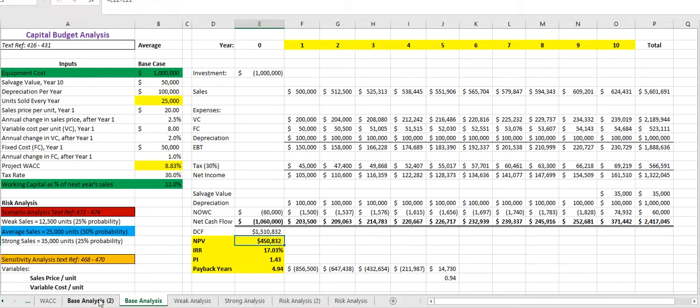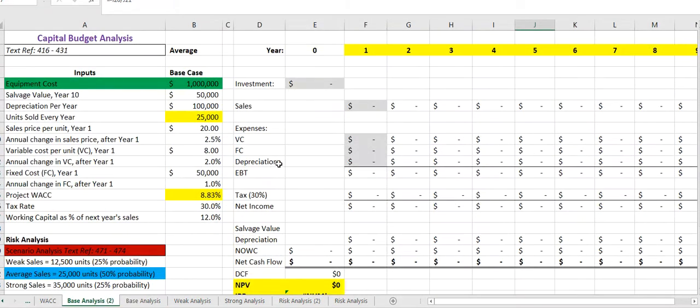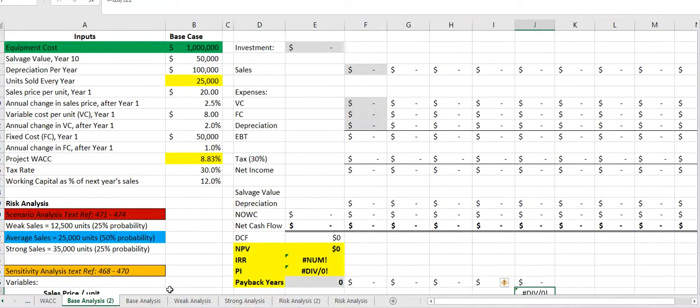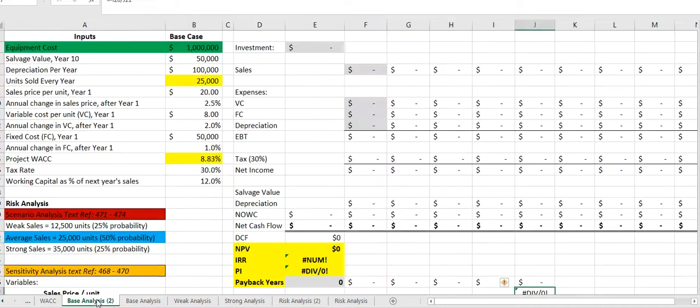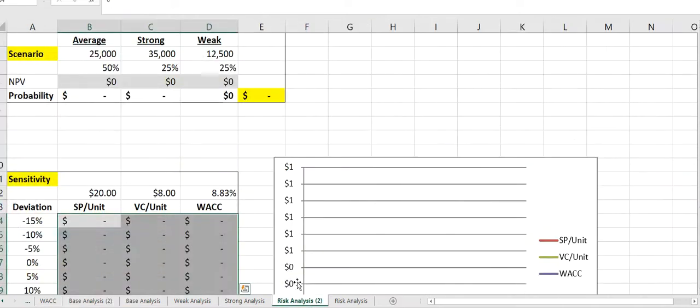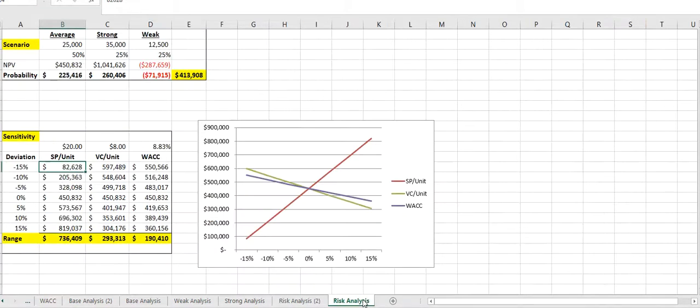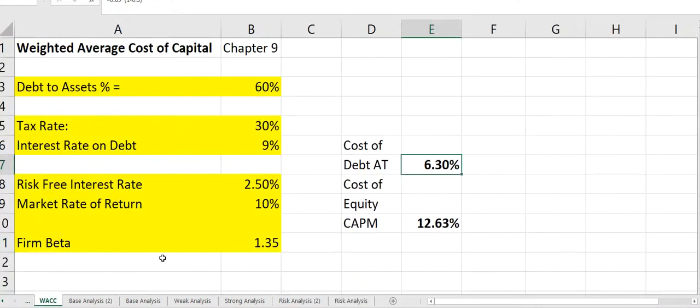I've also given you blank folders where you could put in the information and do it yourself, and you can use the tabs I have given you as check figures. Same thing with the risk analysis. You can fill in these sheets, do the work, and compare it to the answers I have. So this week number 6 template is a very good review of the capital risk analysis process.